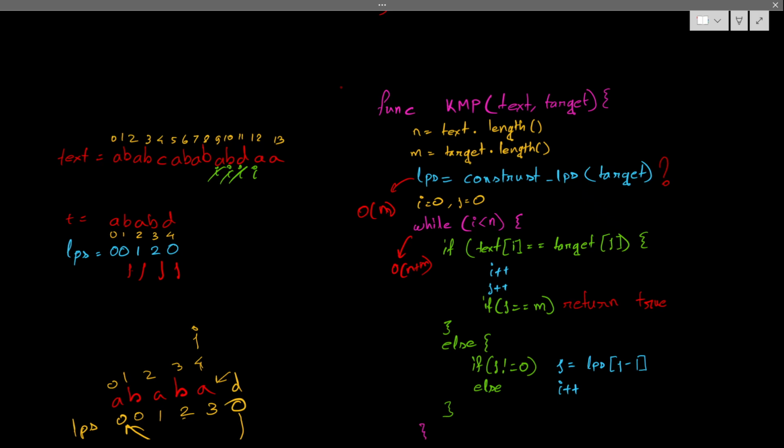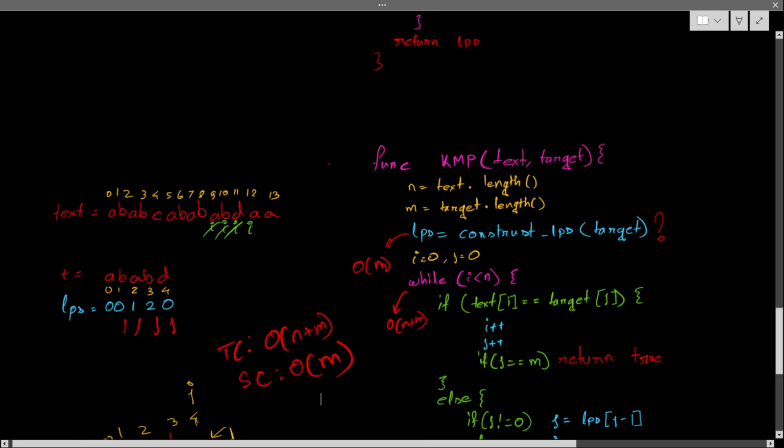So what is the overall time complexity? Overall time complexity is big O of n plus m. And for space complexity, you are taking extra space for storing the LPS. This is nothing but big O of m. So this is our KMP algorithm. This is how it works.